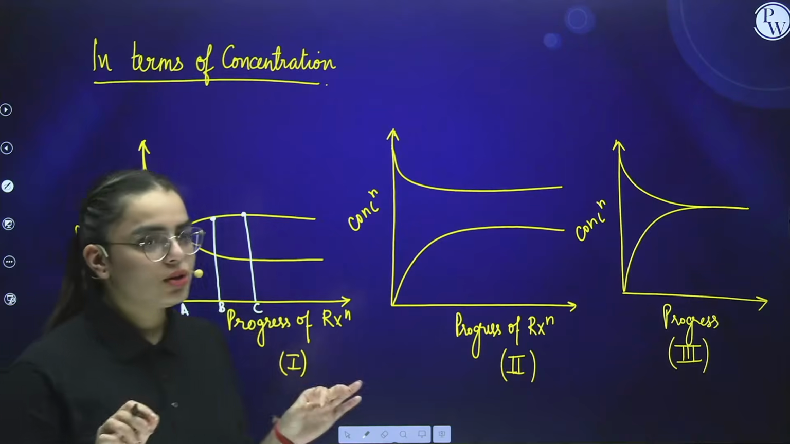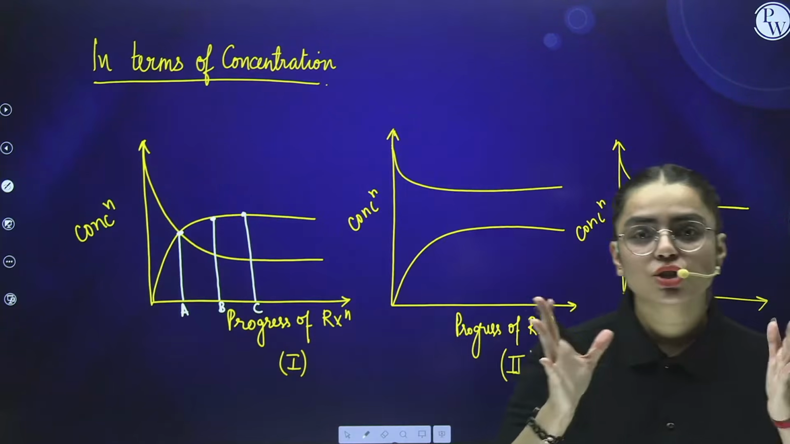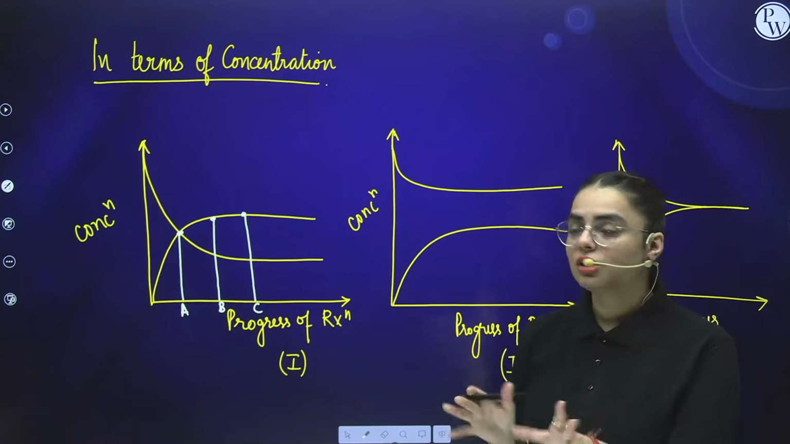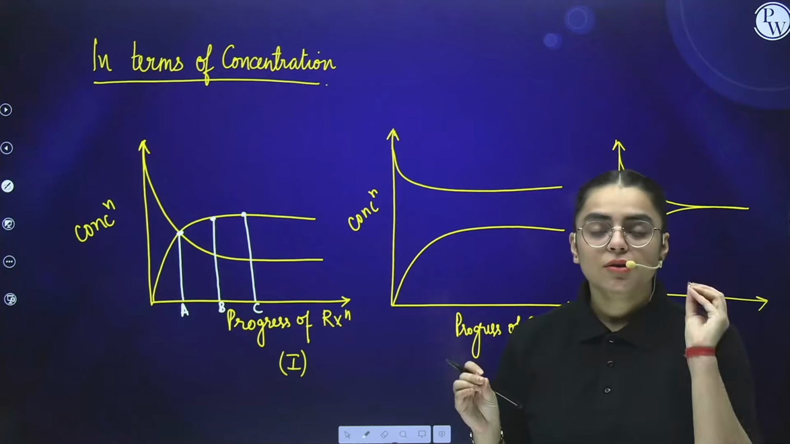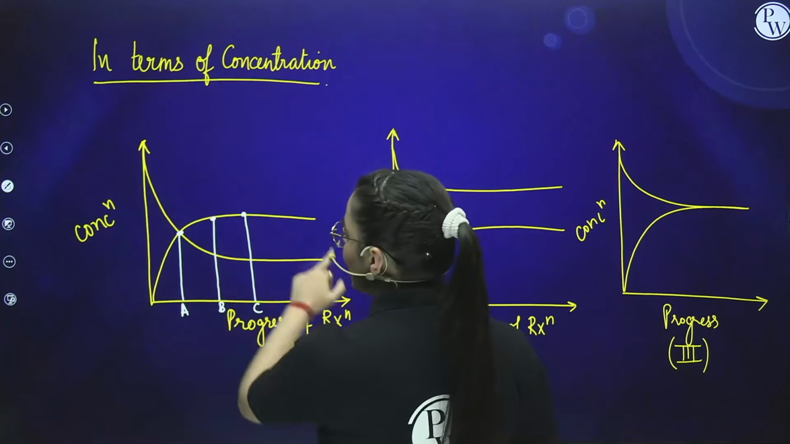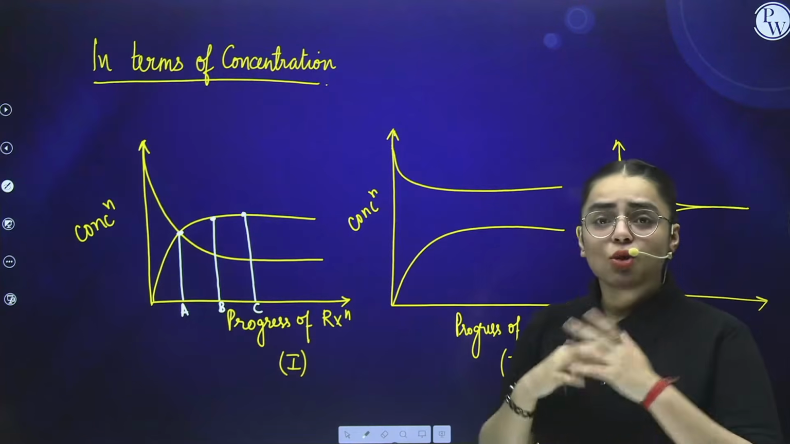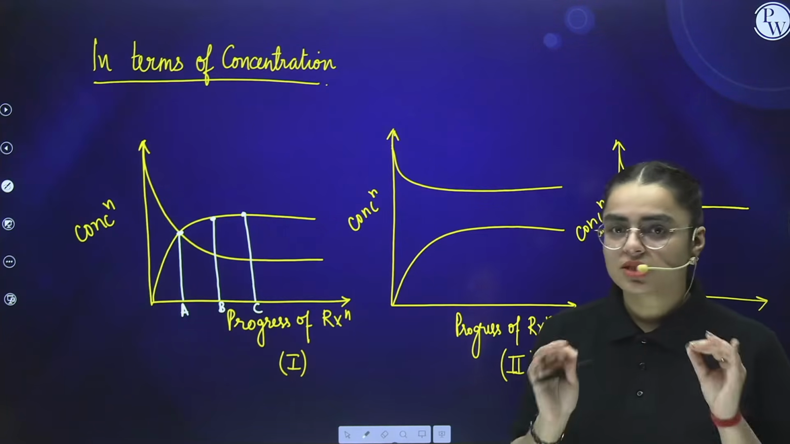I want you all to analyze this first graph, where the concentration of the reactant or the product becomes constant. First of all, whenever you are looking at a graph, you need to find out what these two lines are. Here also two lines are there, here also two lines are there. What do they represent? We need to understand this basic term over here.